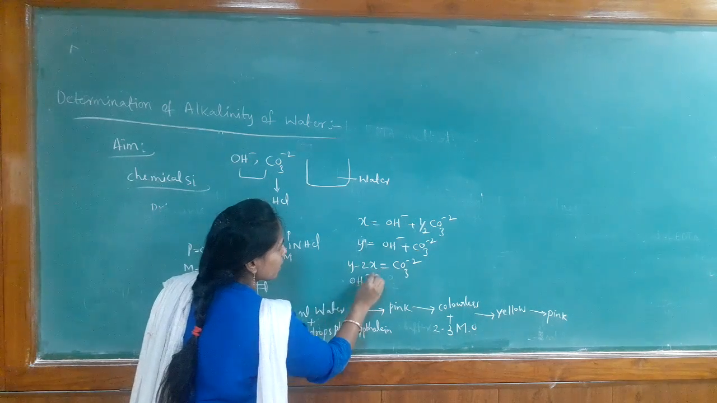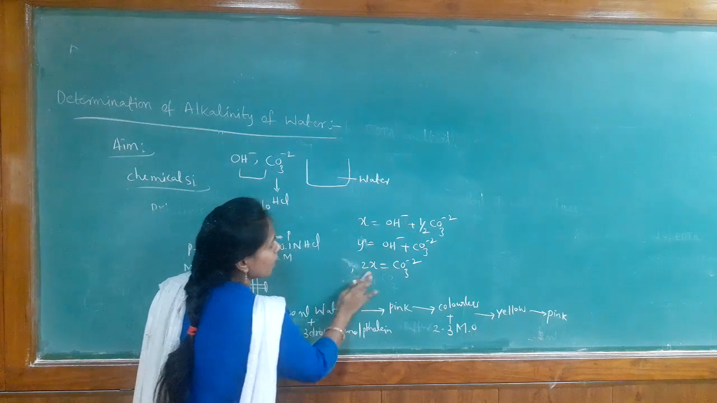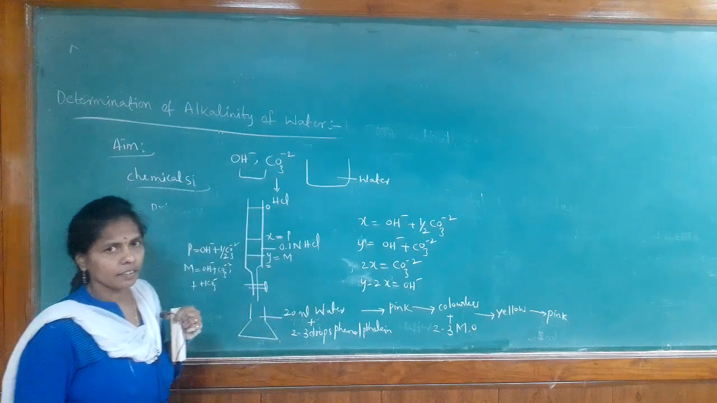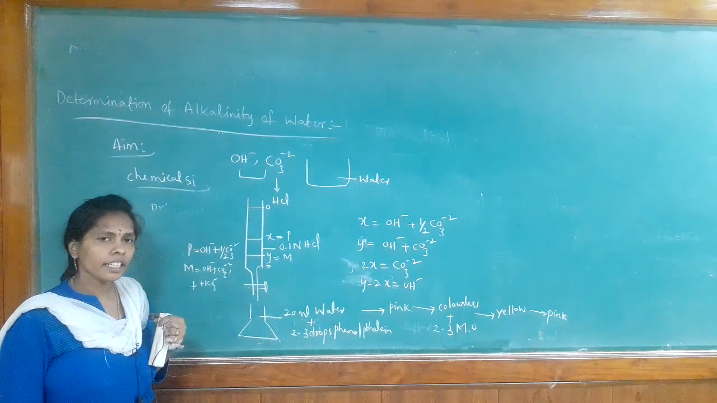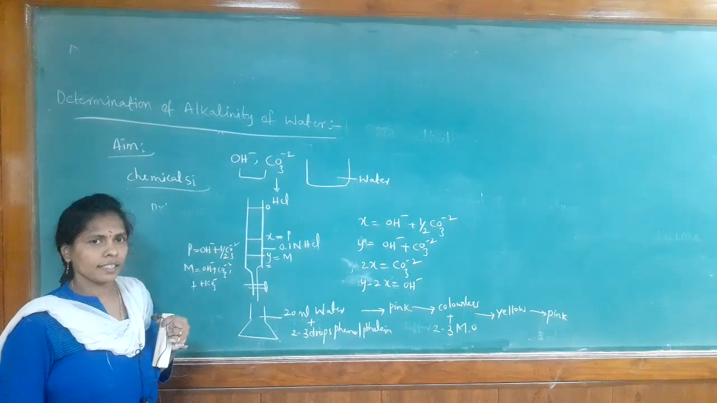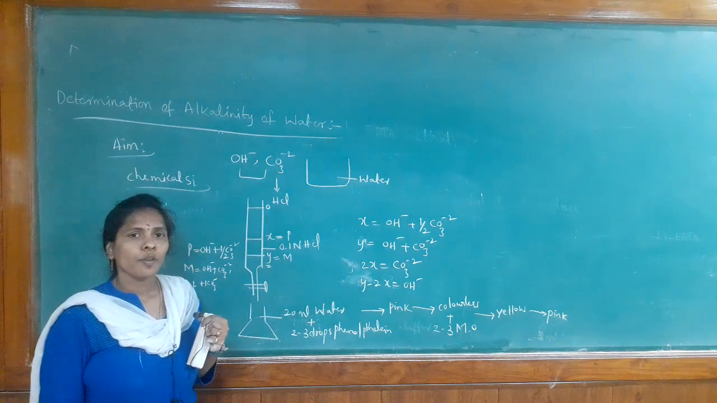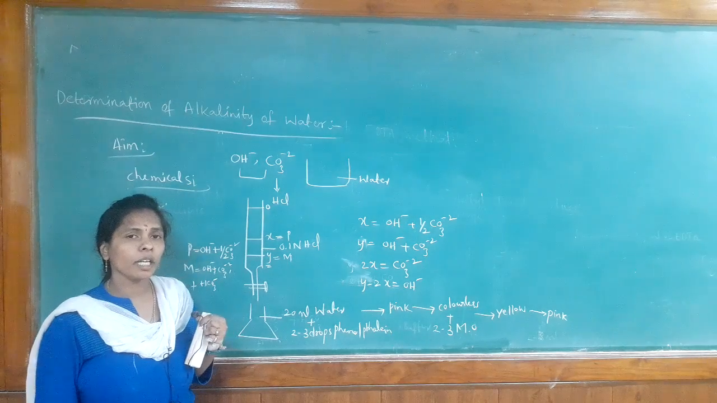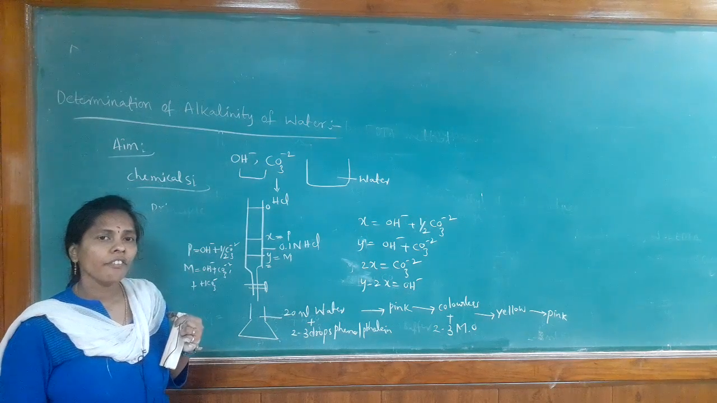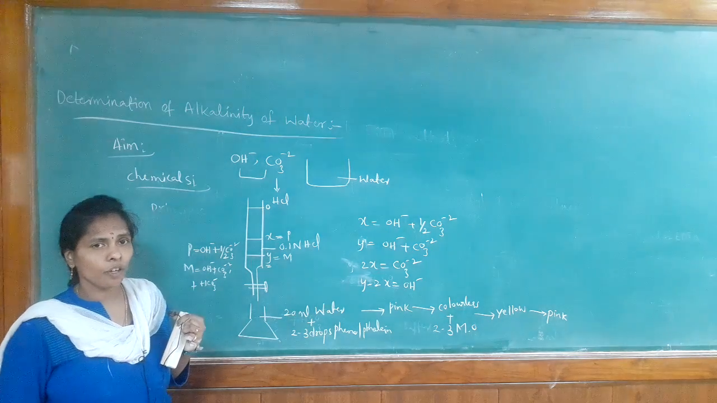So, the carbonate end point is 2X, and Y minus 2X is the OH minus alkalinity. That is how we find alkalinity using hydrochloric acid, that is 0.1 N hydrochloric acid. Also, by using the phenolphthalein end point value and the methyl orange end point value, we can find which alkalinity or which ions are present in the given water sample.